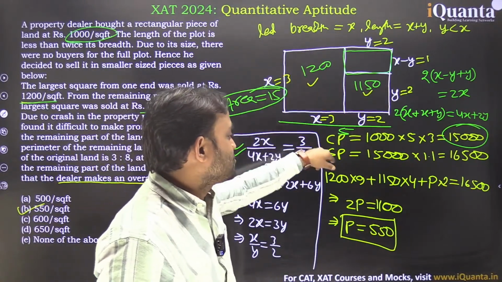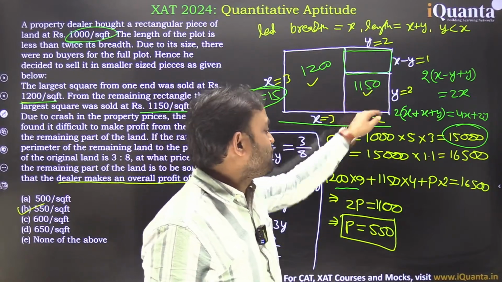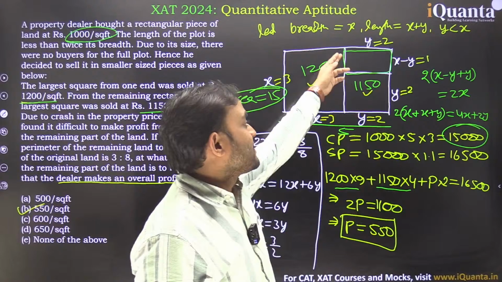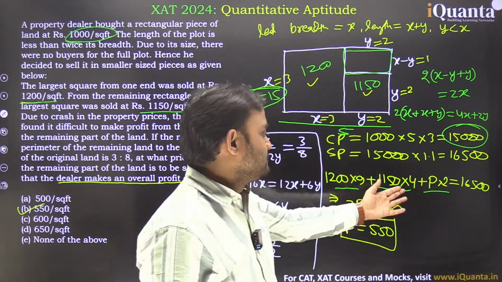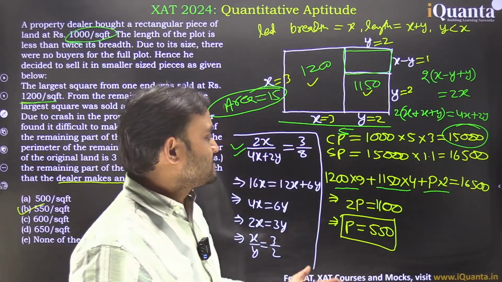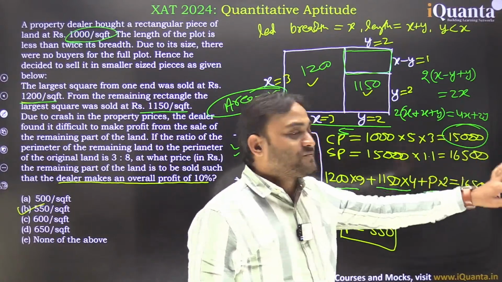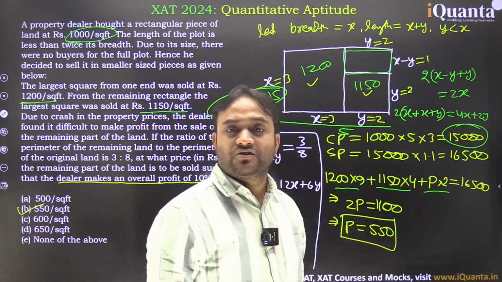1200, area is 9, so 1200 into 9. 1150, area is 2 into 2, 4. So this is 4. The rest area is 2. Rate is P per square feet. So total, the selling price is 10% more than the cost price. So cost price is 15,000, selling price is 16,500. Just equate them and you will get your answer.